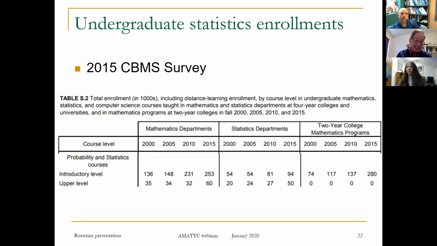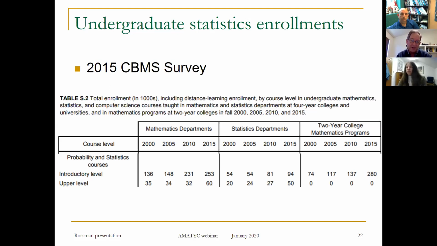This slide doesn't really fit in, but I wanted to show it somewhere, so I stuck it in here just to show you the degree to which undergraduate statistics enrollments have been increasing over the last 15 or 20 years. This is from the CBMS survey. 2015 is the most recent one.